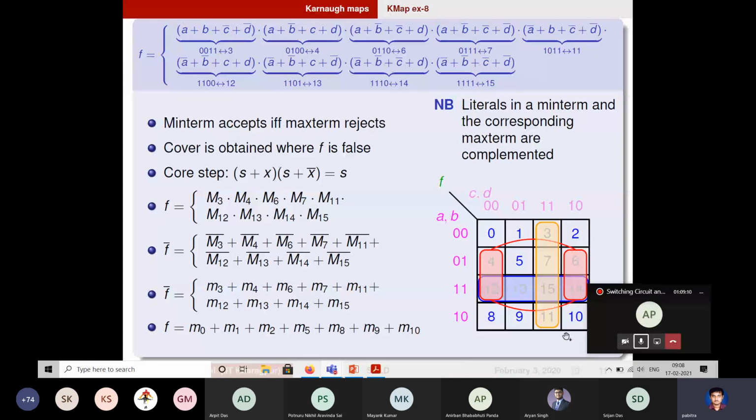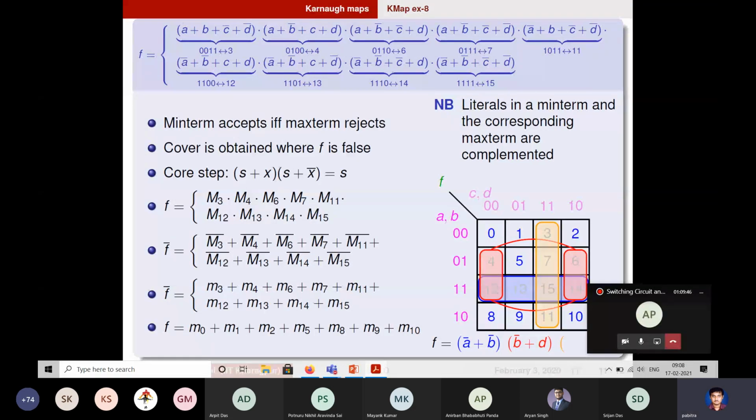So it will be A bar plus B bar, into C bar plus D bar, times B bar plus D. That will be the reduced product of sum form. So it's just the dual procedure of the sum of product. Everything else is the same. So this is the final expression.